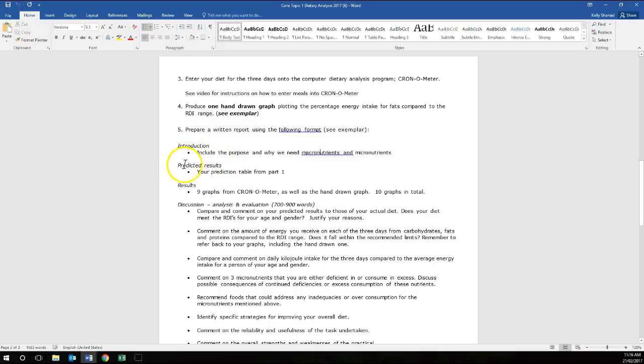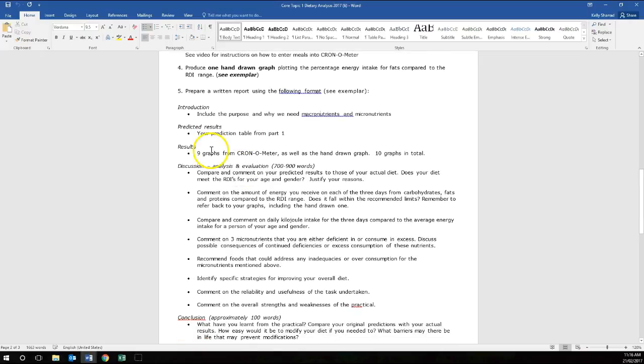Okay, you then need to include your predicted table from part one. So this is also to do with structure as well. Moving into the results section, you should have your 9 graphs from Chronometer that I've instructed you on how to generate in the tutorial, as well as the hand-drawn graph, which I've included as an example. There are 2 examples in the weekly work. So you should have a total of 10 graphs over the 3 days of your food diary.